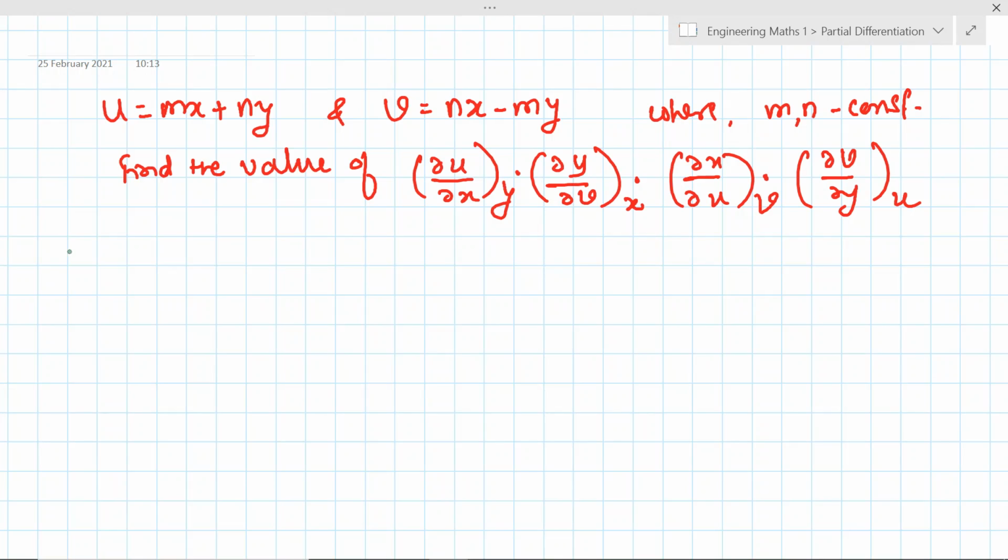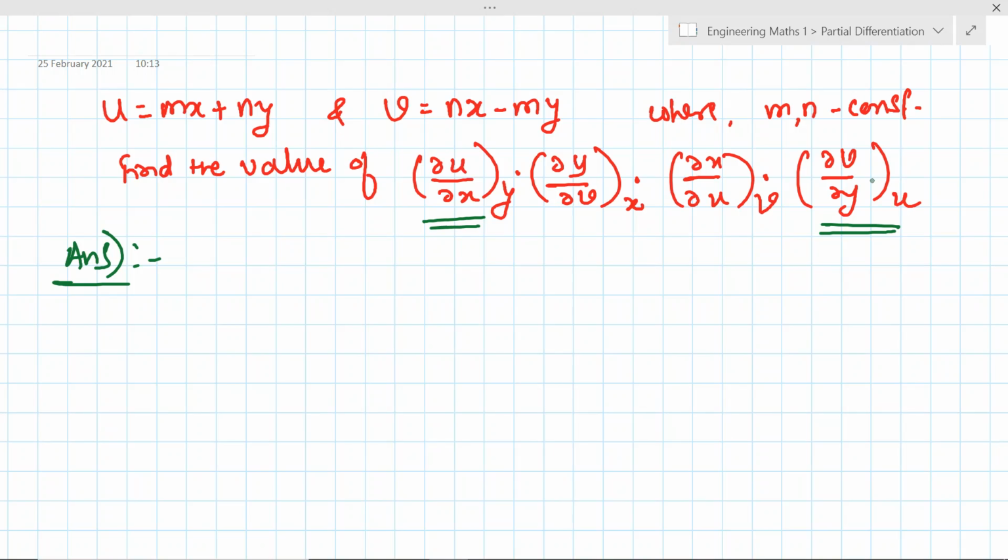Okay, so this is the example. Now here, see, two things we will get directly. Which two things we will get directly? Dou u by dou x treating y constant and dou v by dou y treating u constant.